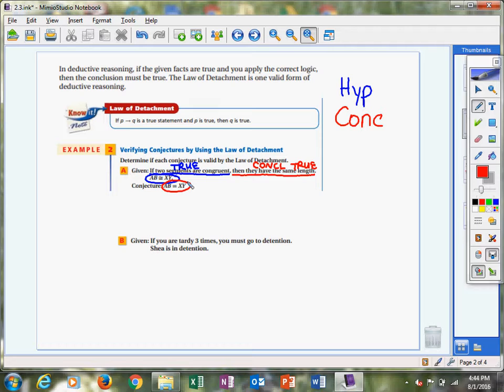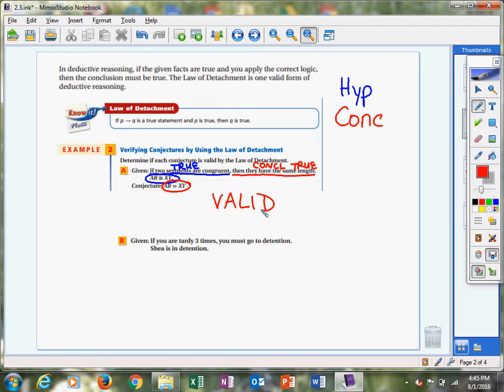So far, everything up here is true, including the conjecture. So we would have to say, yeah, this is definitely valid based on the law of detachment. We have a true statement. So our given if-then statement is true, our hypothesis is true, and so our conclusion is true as well. Okay, now if the conjecture is not true, then what you have to consider is this: you need to find a counterexample. That's what you need to do.